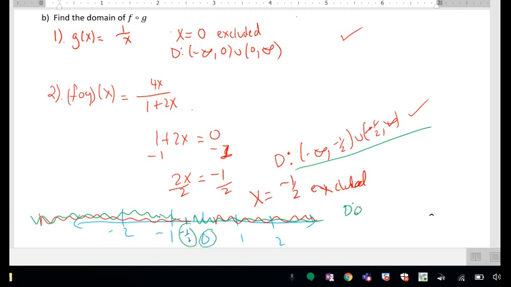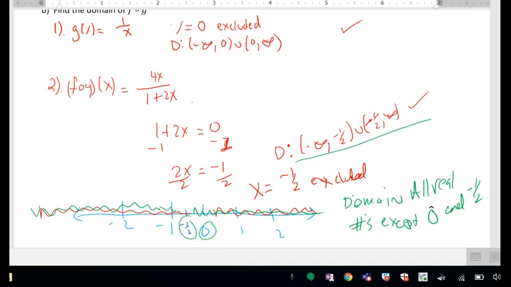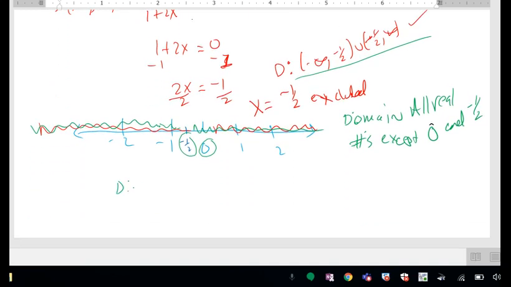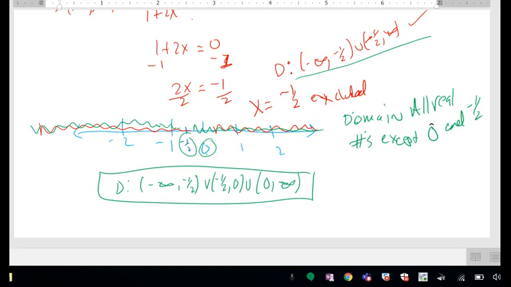So your domain is going to be all real numbers except 0 and negative 1/2. Okay, so how are we going to write that? We can write it as from negative infinity to negative 1/2, union negative 1/2 all the way to 0, union 0 to infinity. So for this week, we were focused on composite functions.